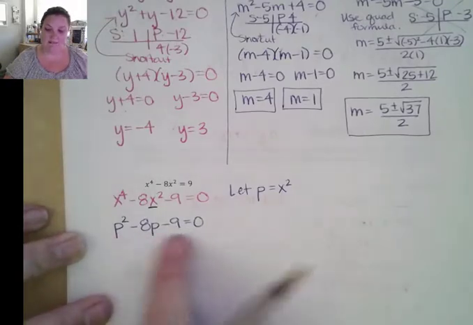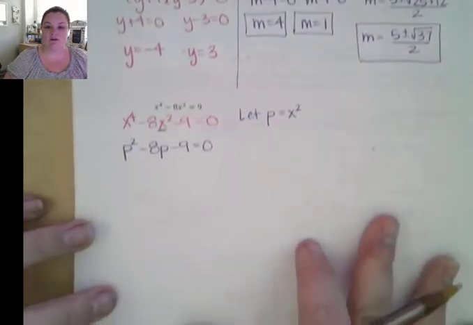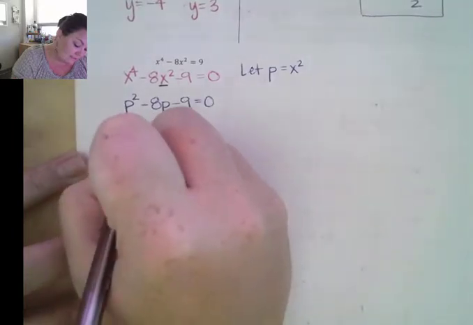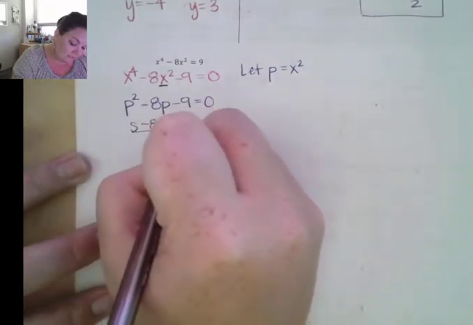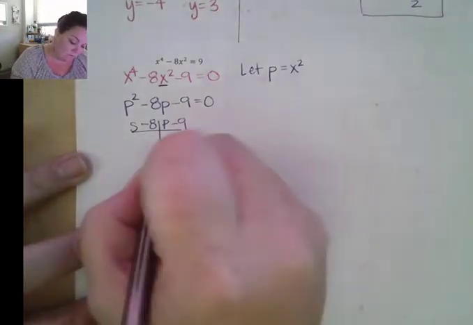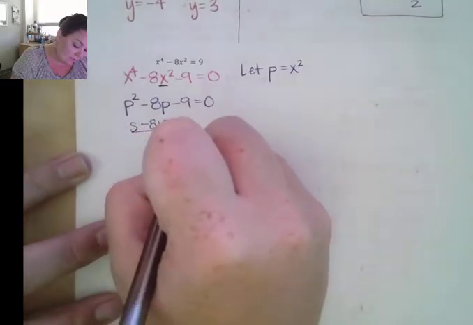And now this is something I can use sum product for. So let's go ahead and do our sum product chart. My sum is negative 8. My product would be negative 9. So something I can multiply to get negative 9 that I can combine to get negative 8 would be negative 9 and 1.